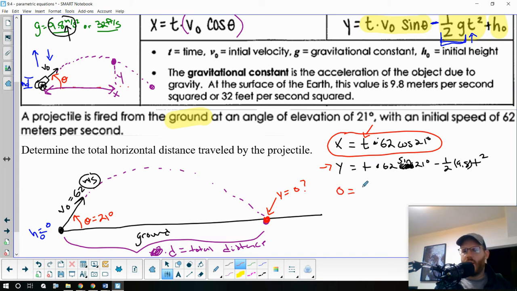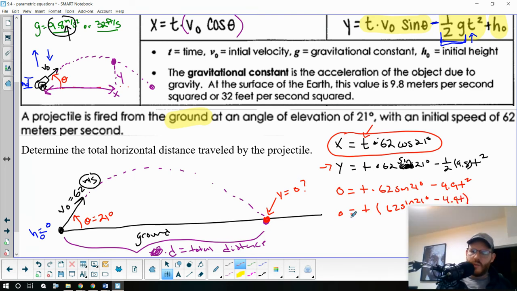We're going to plug 0 in for y, and get 0 equals t times 62 sine 21 degrees minus 4.9 t squared, which is half of 9.8. And I need to solve this for t. So if I factor this, I get, as a common factor, t times (62 sine of 21 degrees minus 4.9 t).